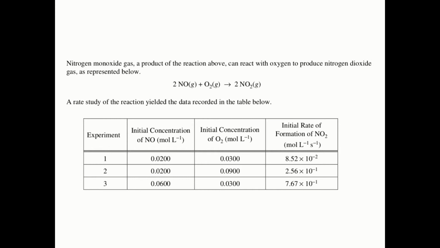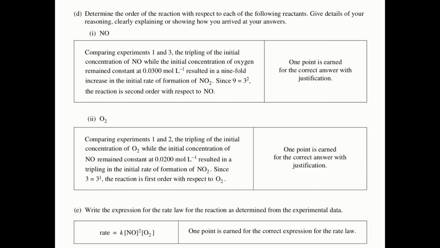Between trial 1 and 3, the concentration of NO triples, while the rate increases by a factor of 9. Therefore, it's going to be second order for NO. So make sure that you're talking about it tripling for concentration and increasing by a factor of 9 for rate, just making sure your terminology is clear. If you got each of those, then you got 1 point for each of them. And so your expression is going to be rate equals K times your concentration of NO squared times your concentration of O2. So you get 1 point for that.